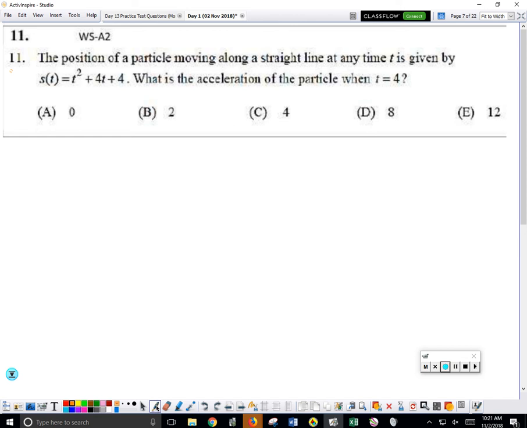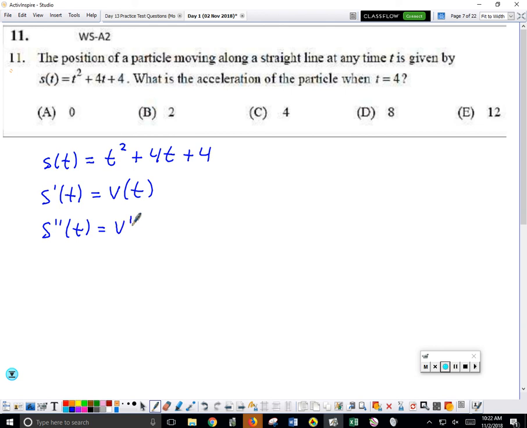So they give us the formula for position. So that's this. S of t equals. If you want extra credit, you got to write down S of t in your notebook. If I don't see S of t, I don't know where you're starting. Acceleration is the second derivative of position. So we find S prime. That's going to give us velocity. I'll let you do that on your own. Then you find S double prime. That's going to give you acceleration.